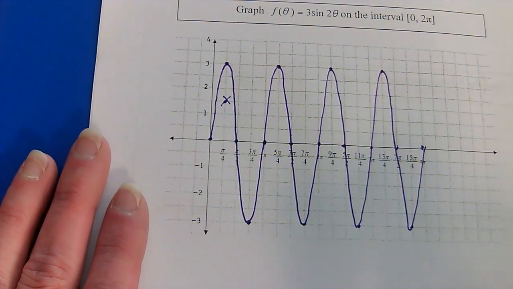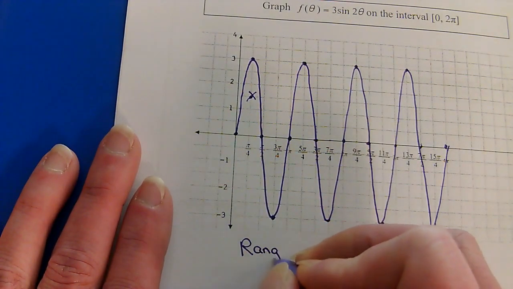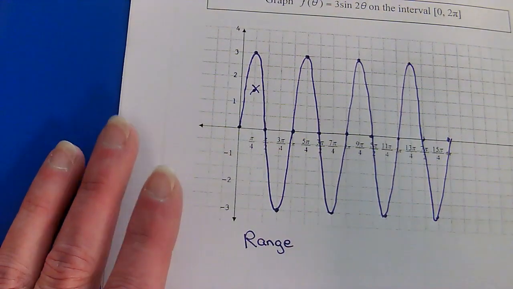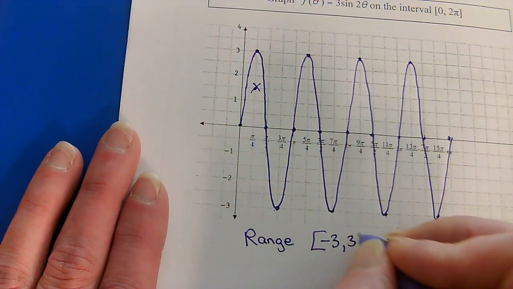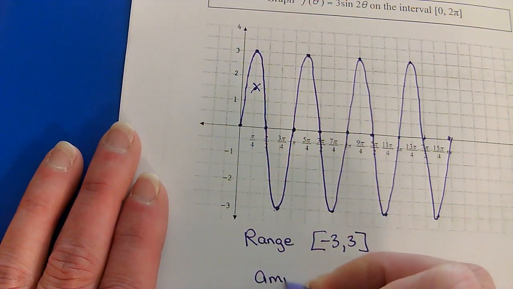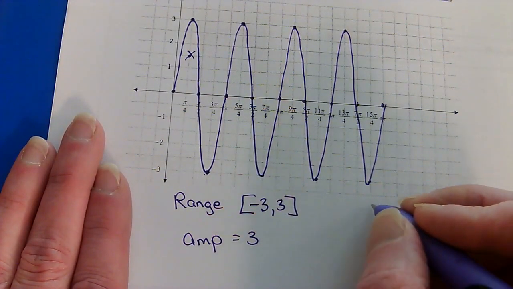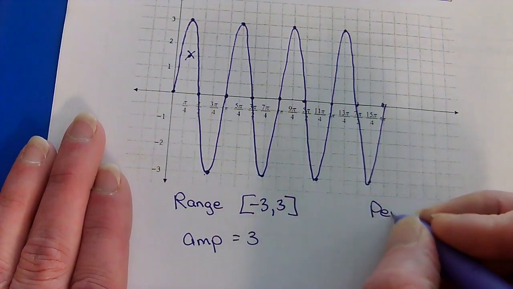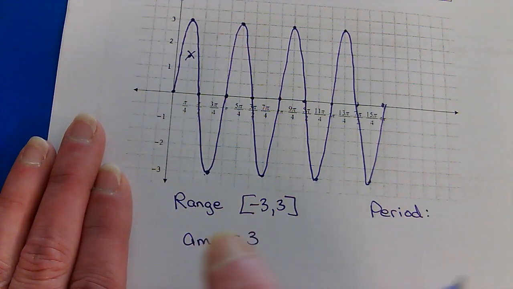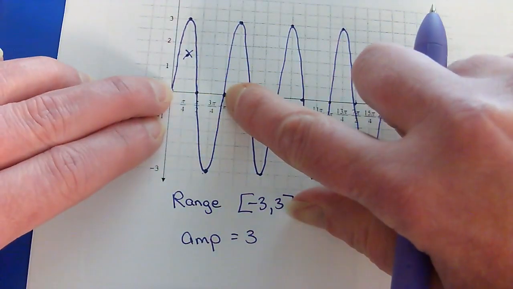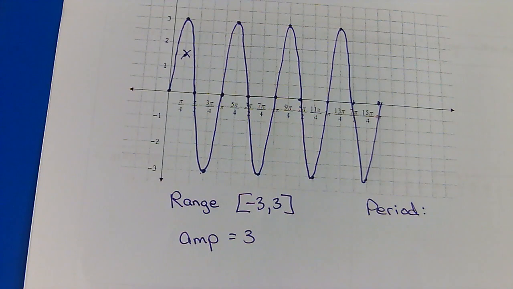Okay, so let's think about everything. First off, let's talk about the range. We know the domain, it's negative infinity to infinity. The range is going from -3 to 3. So that means my amplitude is 3. The next thing I want to note is my period. The period, how long it takes to repeat itself. Instead of being 2 pi, like the original, it's repeating itself every pi, so it's squished.